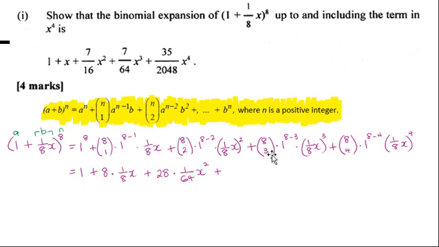plus our 4th term now, which is 8c3, that's 56 times, I need to cube the 1/8, so that's 1/512 x cubed, plus final term 8c4 gives me 70 times the 1/8 raised to the 4th power gives me 1/4096, and then the x is raised to the 4th power.